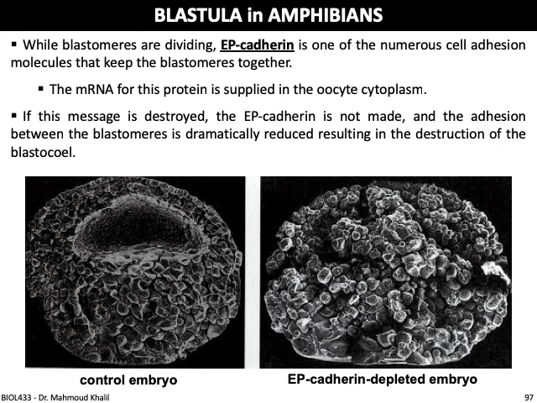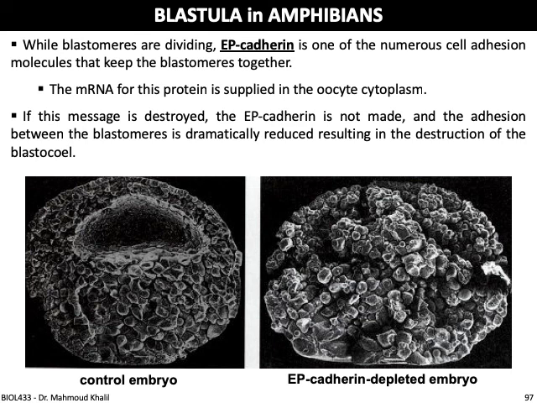If you continue, you can see the importance of a protein that is important in adhesion, which is called EP cadherin. While blastomeres are dividing, EP cadherin is one of the numerous cell adhesion molecules that keep the blastomeres together. The messenger RNA for that protein is already supplied by the oocyte cytoplasm. So if this message is destroyed, in other words, if EP cadherin is not made, the adhesion between the blastomeres is dramatically reduced, resulting in the destruction of the blastocoele.